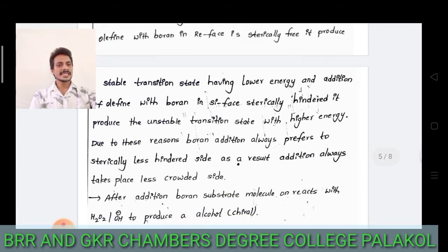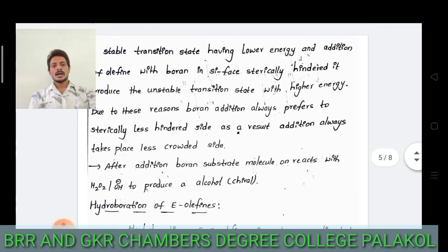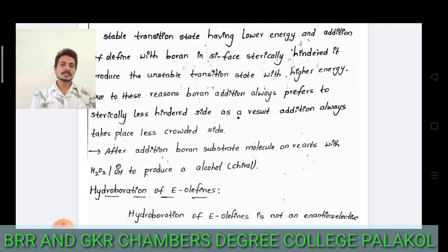Due to these reasons, boron addition always prefers the sterically less hindered side. As a result, addition always takes place on the less crowded side. I repeat once again, boron addition always occurs at the sterically free side, so it always gives the less substituted, less crowded alcohol. After boron addition, the substrate molecule reacts with hydrogen peroxide in basic medium to give the corresponding alcohols.